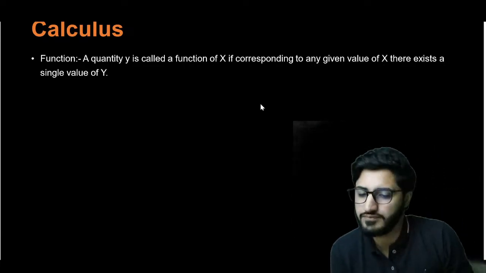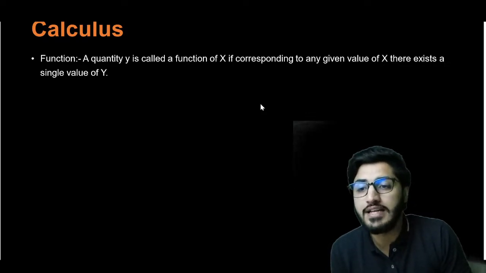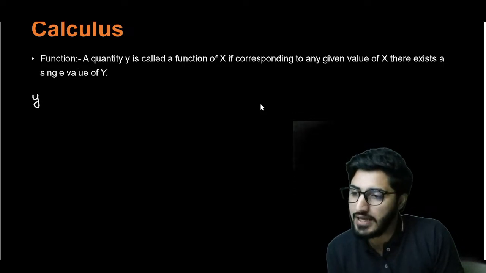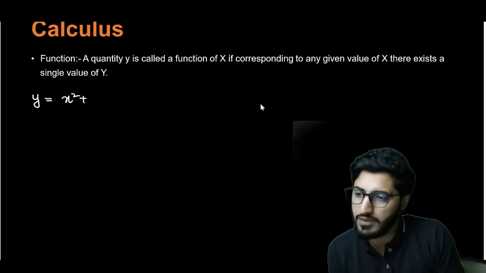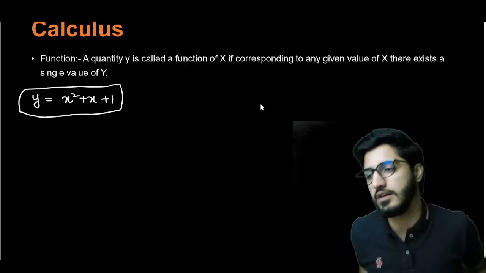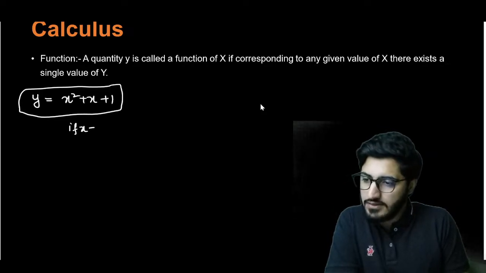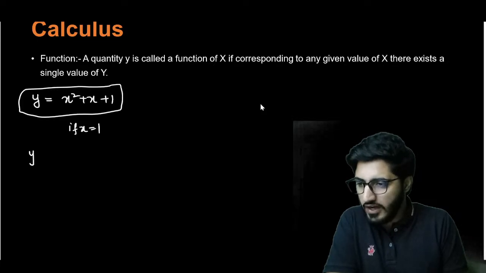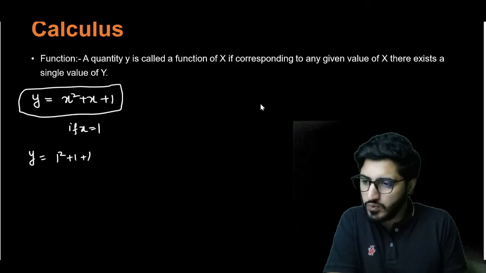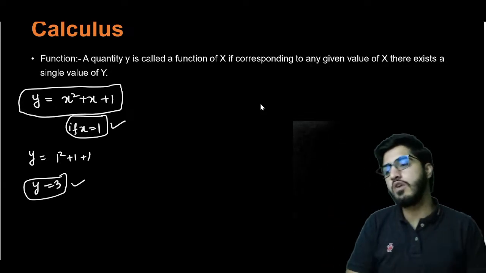So what is function? A quantity y is called a function of x if corresponding to any given value of x, there exists a single value of y. Means, if we are having something like y is equals to x square plus x plus 1, some equation like this. Now, let us take x equals to 1. Now, what will my y become? It will become 1 square plus 1 plus 1. It will become 3. So, at x equals 1, I get only one value of y, that is 3.